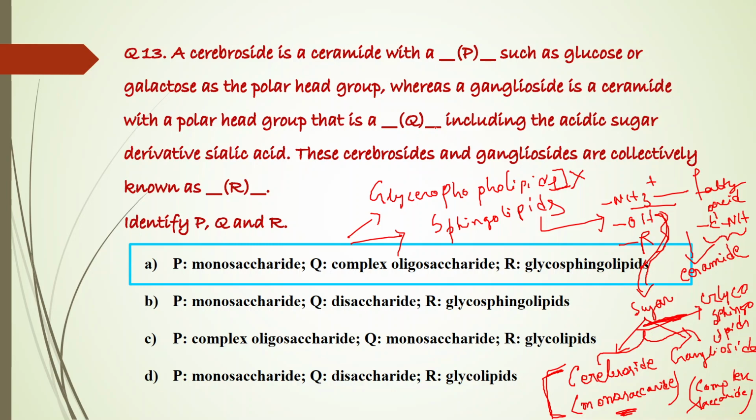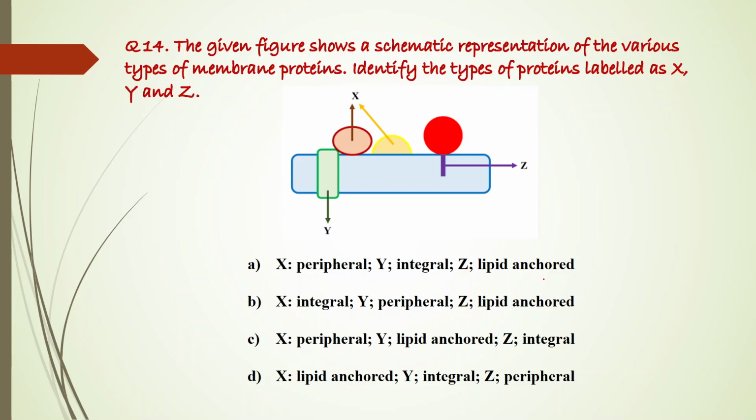That is our ganglioside. These cerebrosides and gangliosides are collectively known as glycosphingolipids because they are originally a classification for sphingolipids, and as we are attaching sugar molecules, their name tells it, the glyco part means sugar. That's why in general cerebrosides and gangliosides are altogether called glycosphingolipids. Okay, hope this is clear. Moving to the next one.